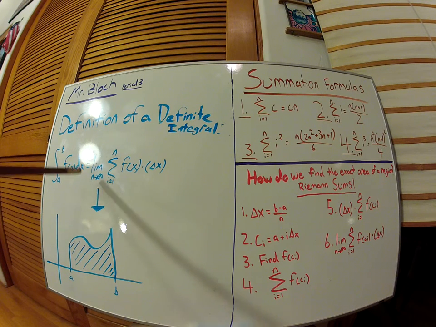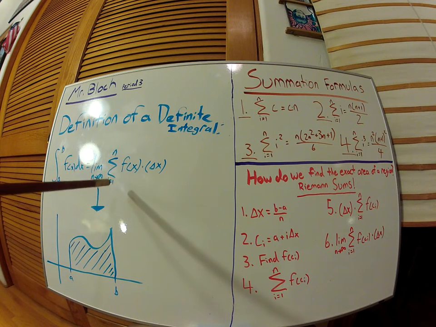So the limit as n approaches infinity is going to be the sum of f of x times change in x. Before, we were finding the sum of big rectangles to find the area, which were approximations. Now we're going to be finding pretty much an infinite number of rectangles.